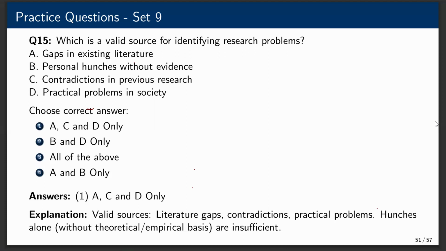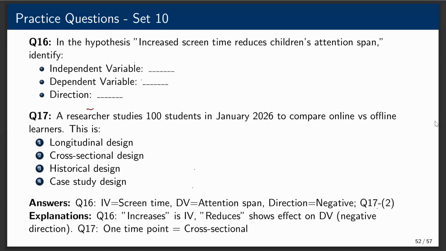Questions are very long. In the hypothesis, increased screen time reduces children's attention span, identify the independent variable, dependent variable, and the direction. We'll do quickly because we are running out of time, and the recording will be very lengthy. So independent variable is screen time, dependent variable is attention span, direction is negative.